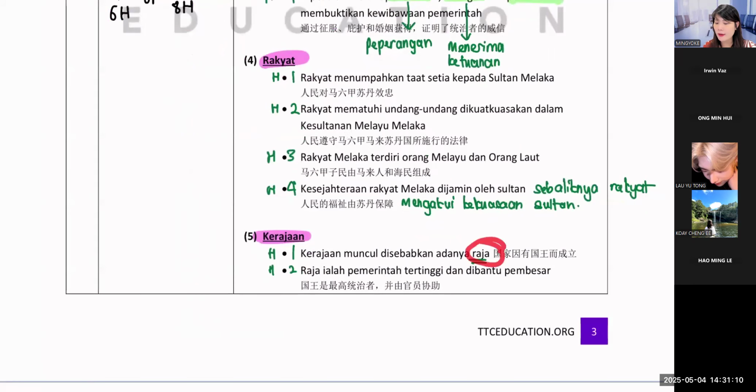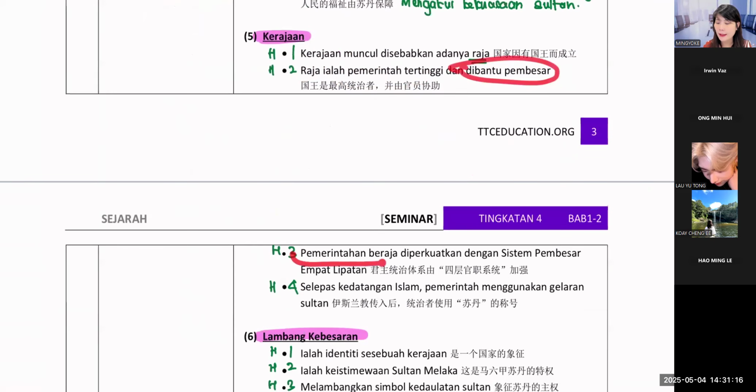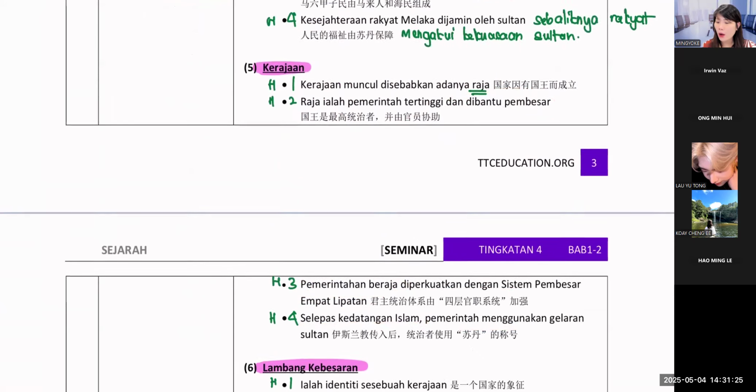When there is a king, there is the government. The king is the supreme leader of the country, assisted by pembesar. And then the king is strengthened with the sistem pembesar empat lipatan. After Islam came in, the king was called sultan. You see, all these are huraian, you know. And this is the fakta.